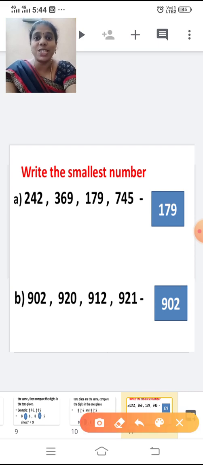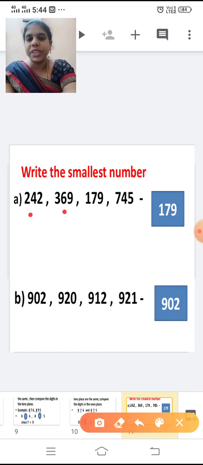Now write the smallest number. 4 numbers have been given for you. You are going to write which number is smaller. Shall we see? Write the smallest number. Which one is the smallest? So there are 4 numbers. First one, 242. Just see the numbers carefully.